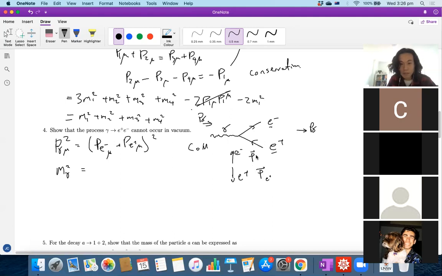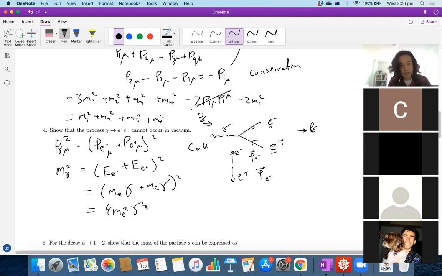So this is minus p. Since the 3-momenta are opposite each other, when you add them together, the 3-momentum parts cancel out, so you end up with just the energy: E, the energy of the electron, plus the energy of the positron, squared. The electron and positron have the same mass, so I'm just going to write this as m_e gamma plus m_e gamma, squared. These two are the same, so it'll just be 4 m_e squared gamma squared.